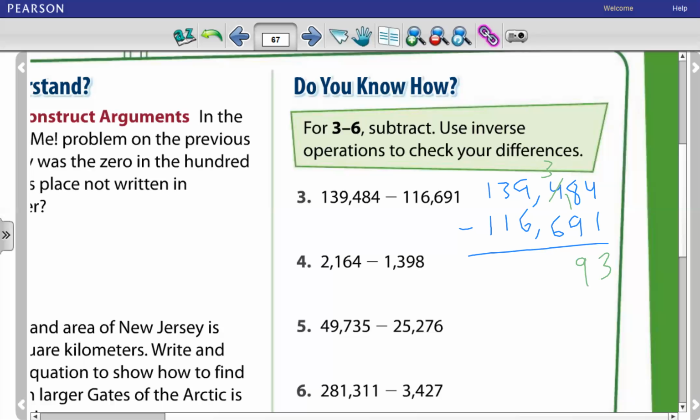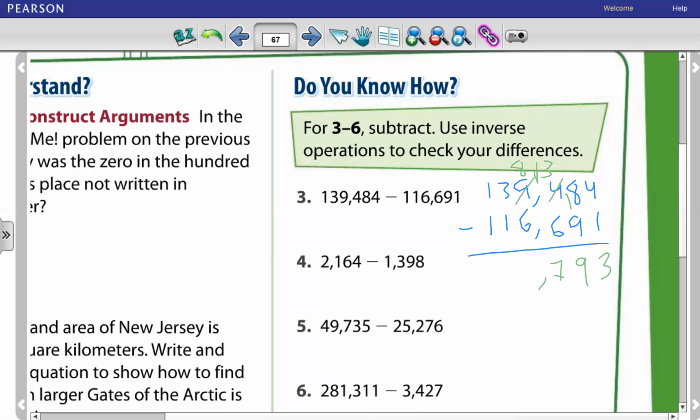Then 3 minus 6, you can't do it because 3 is less. So you'll take 1 from the next number. The next number is 9. It becomes 8. And then here, the 1 becomes 13. Now 13 minus 6 equals 7. Then comma. After 3 digits, I put a comma.